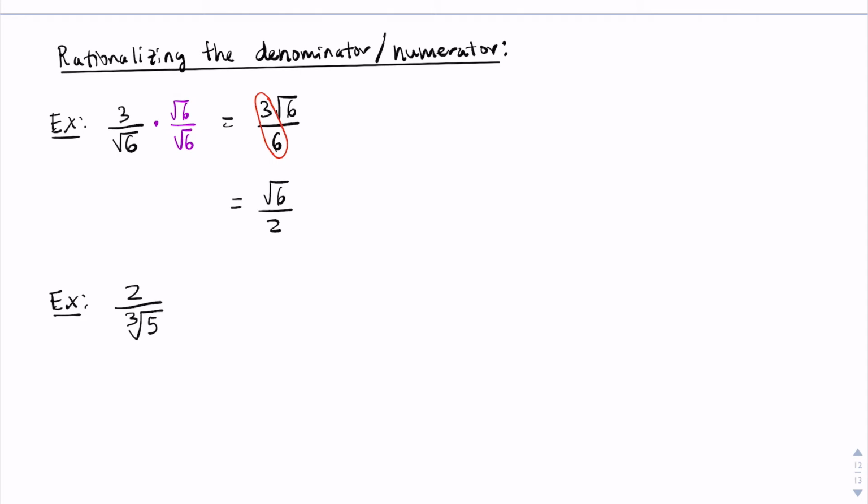Okay, let's change it to exponential form. So 2 divided by 5 to the 1/3. Now we bring it up, so it's going to be like 2 multiplied by 5 to the negative 1/3 power. Sure, but then you have a negative exponent. Like I can't explain it to you unless I show it to you.